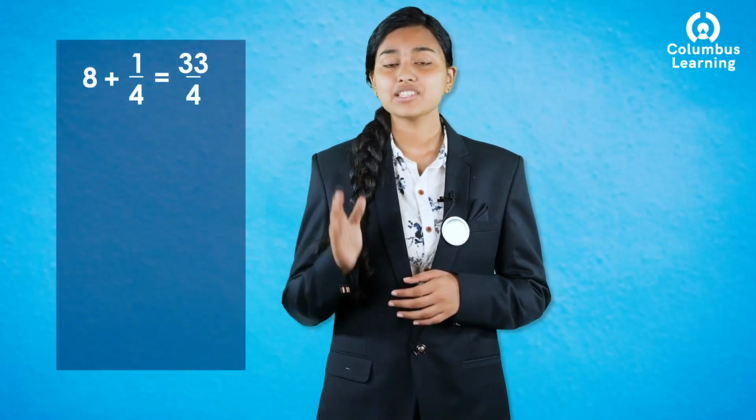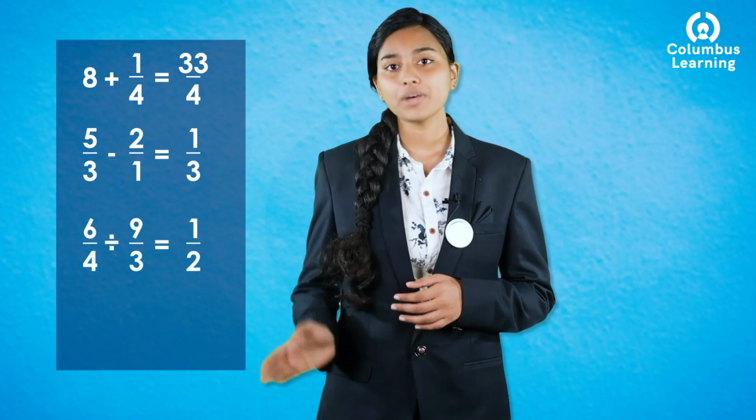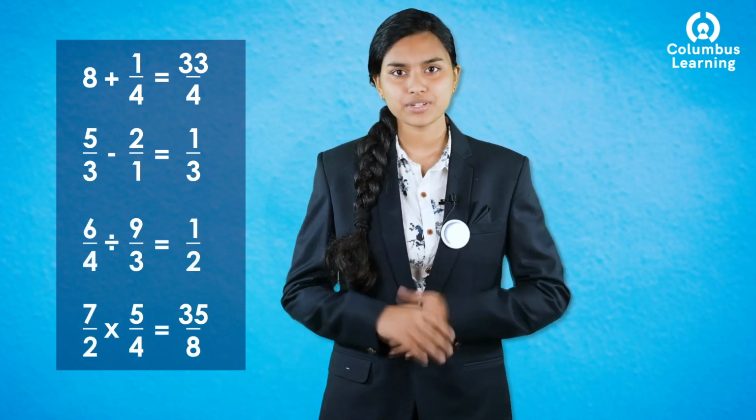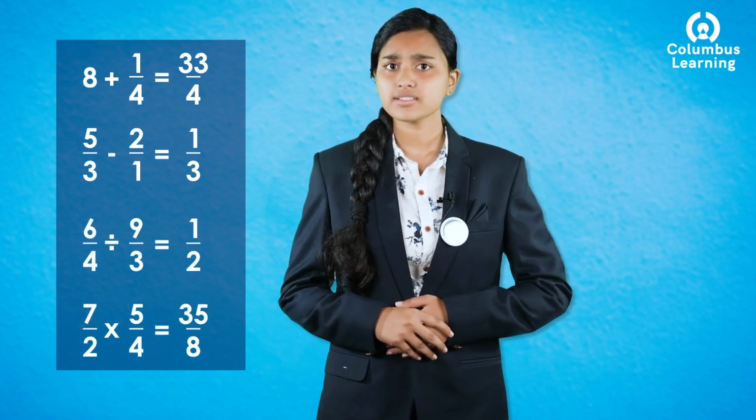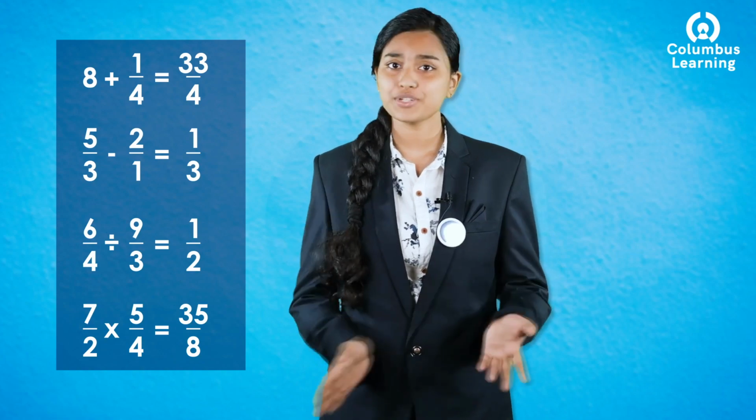Tell me, what will be the answers if we add, subtract, divide or multiply any two rational numbers? Yes, the answers will be rational numbers. But if we add, multiply, divide or subtract any two irrational numbers, do you think that the answers will always be irrational? No, it won't always be irrational.